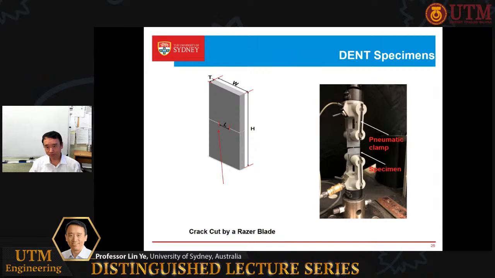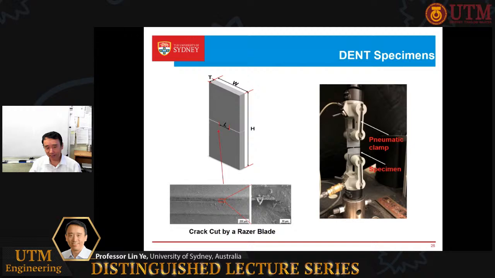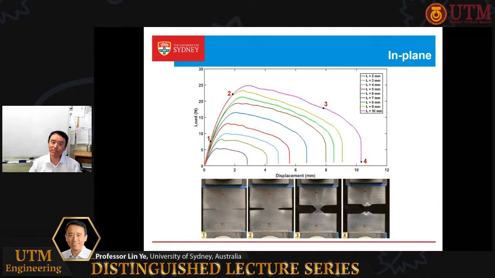If we follow this technique, we take a specimen, use a razor blade to cut it, then we just test it. The razor blade can generate a very sharp notch. It's a double edge notch tension specimen. Then we can load them. This will give you an idea what it looks like, with different ligament lengths from 2 millimeter to 10 millimeter. You can see they show very nice similarity, which indicates the fracture process is similar.